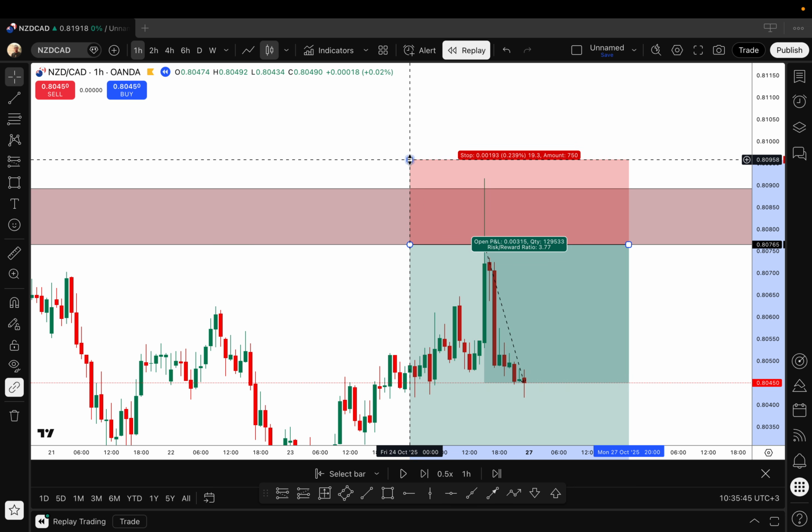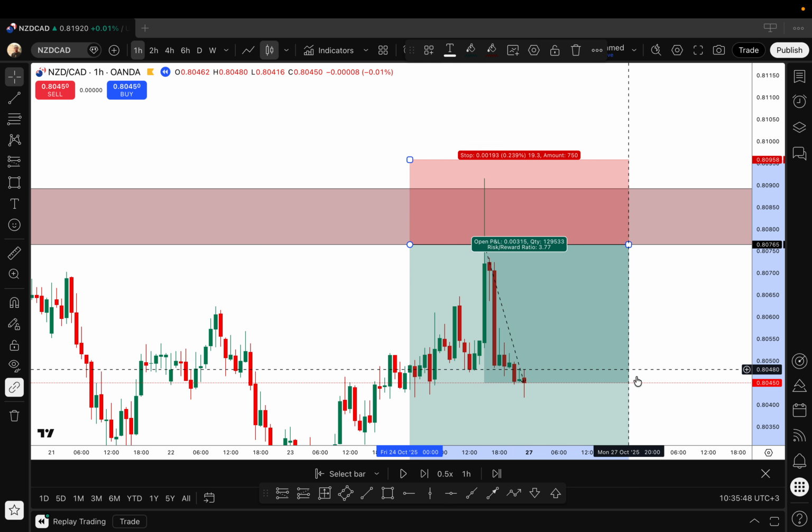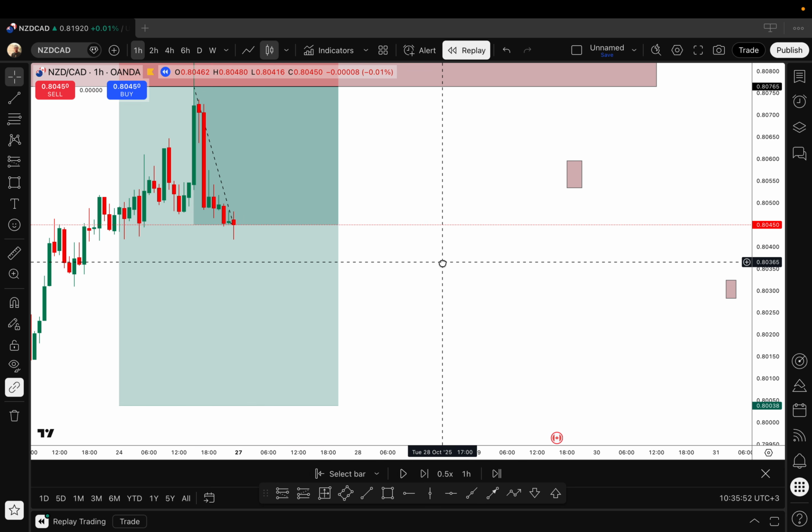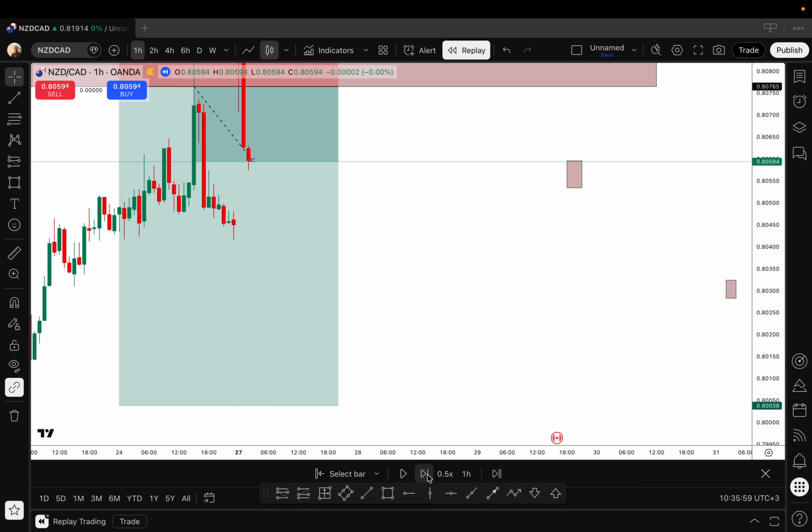You can refine this to here, but don't over refine. If you over refine, you might be stopped out. If you over refine, you might miss the trade. So after that, what do we want to do? Just play price forward and then wait.